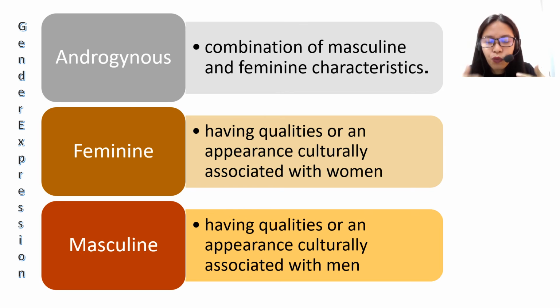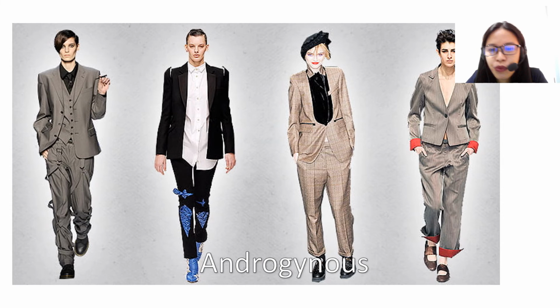So this is how we express, these are the categories of gender expression in a person. If you are expressing both masculine and feminine characteristics, then you are androgynous. If it's associated with women, that's femininity. And if it's associated with men, therefore it's masculinity. So this is an example of an androgynous.